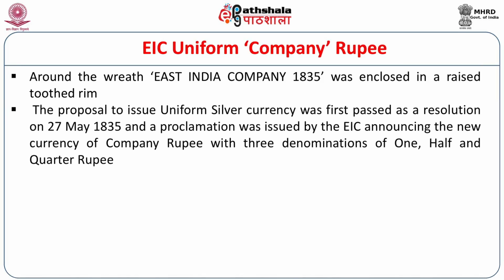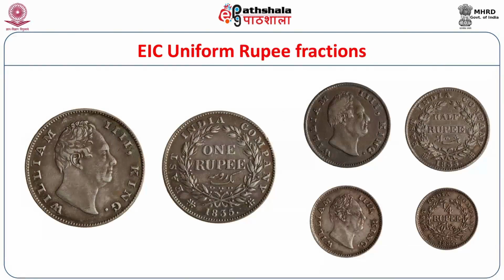The proposal to issue uniform silver currency was passed as a resolution on the 27th of May 1835, and a proclamation was issued about the new currency in September of the same year, announcing the 3 denominations of the new currency: 1, half and quarter rupee. Thus we see these 3 fractions of the rupee came to be issued with the same emblems. On the obverse you see the image of William IV along with his English legends, and on the reverse are the devices that I have just described.